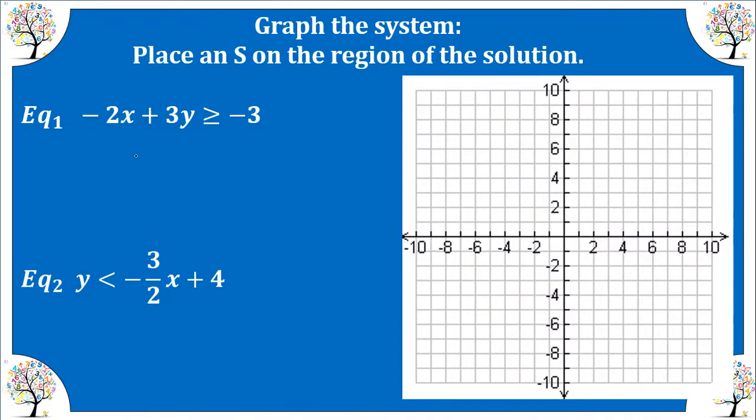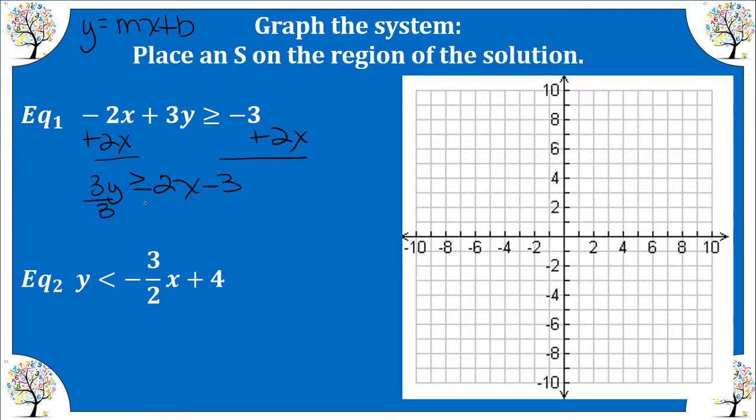So let's go ahead and graph these two inequalities. They must be in the form of y equals, I'm just going to say equals, but we know we're going to have an inequality, mx plus b. So we need those in slope-intercept form, just like when we graph a system of linear equations. We're going to add 2x to both sides, and we get 3y is greater than or equal to 2x minus 3.